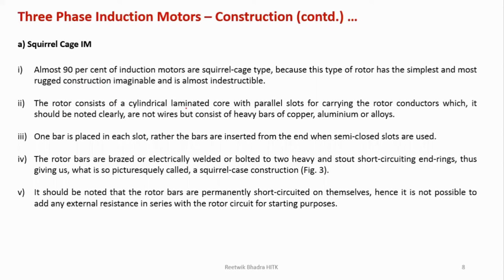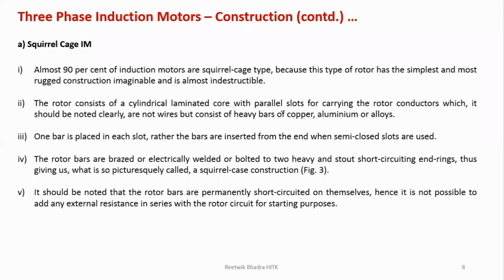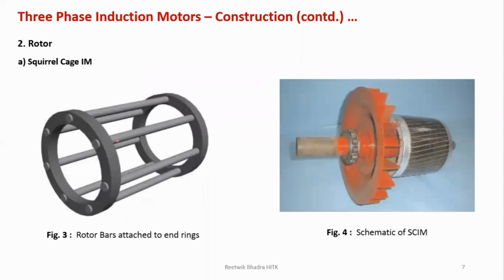Now the rotor consists of a cylindrical laminated core. I told you it is cylindrical in nature. These are all laminated. Obviously, you know why laminations are required: to reduce the magnetic core losses, the eddy current losses and all. It consists of parallel slots carrying the rotor conductors, or rotor bars, you can say.